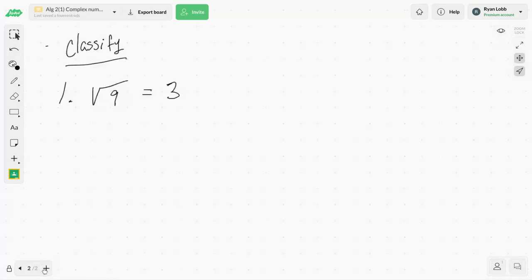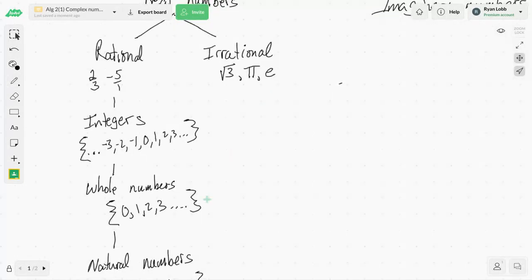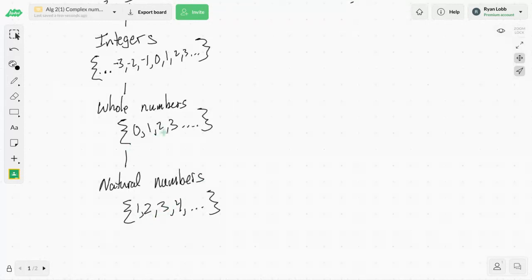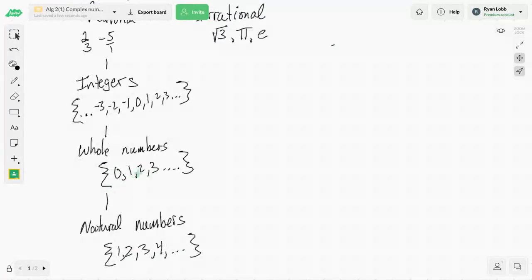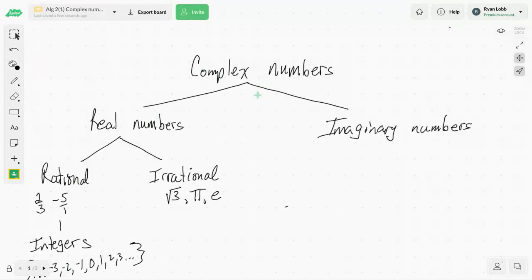Okay? If I looked at over here, square root of 0. Okay, what's the square root of 0? Well, the square root of 0 is 0, which means, well, where is 0? 0 is really everywhere down here except for natural numbers. So 0 is a whole number. 0 doesn't exist in the natural numbers. 0 is a whole number, so that means 0 is an integer, a rational number, a real number, and a complex number. Okay? So as you work up the line.